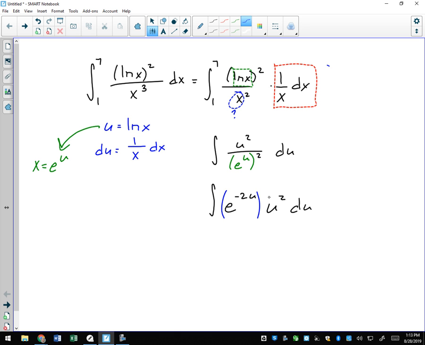Usually I like to use u and v prime for my parts setup. However, u has already been taken in my u substitution, so I'm going to say I have an a and a v prime, and my a will be the u squared, and my v prime will be e to the negative 2u. And then I can take the derivative of my a all the way down to 0. I believe this is called the tabular method for integration by parts. So I'll take my u, or my a, all the way down to 0. I will do the antiderivative of my v prime the same number of times.